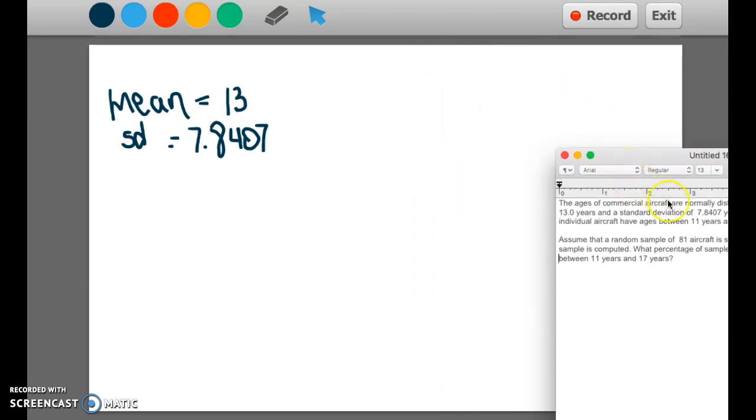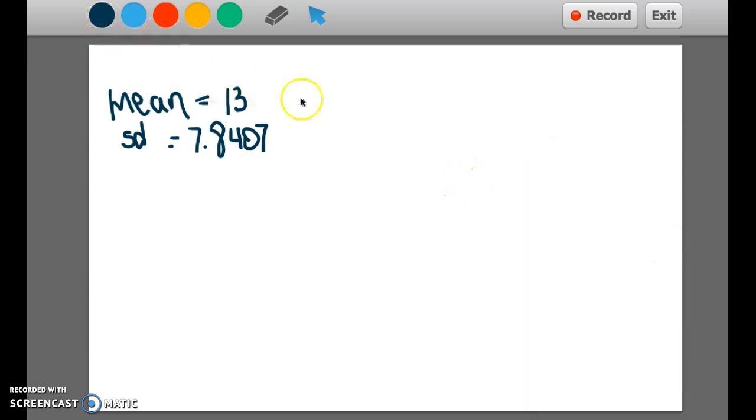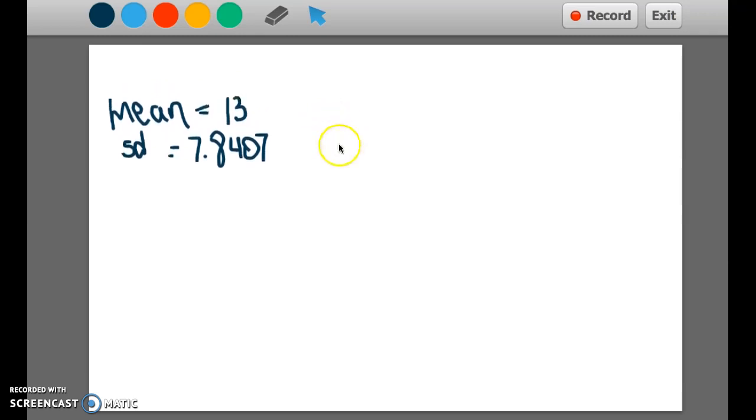The first thing, as soon as you're told something is normally distributed, is to create a normal curve and just draw a simple little graph there. You know that the mean is 13, so that's your middle number, and each standard deviation is about 7.8407.